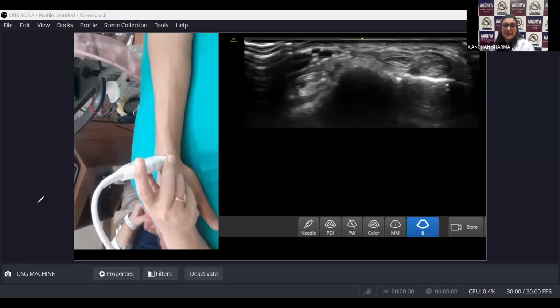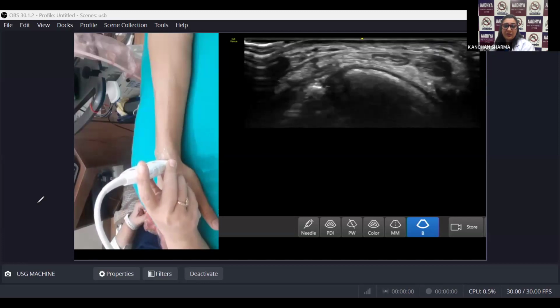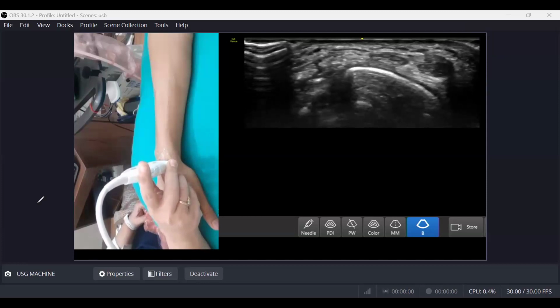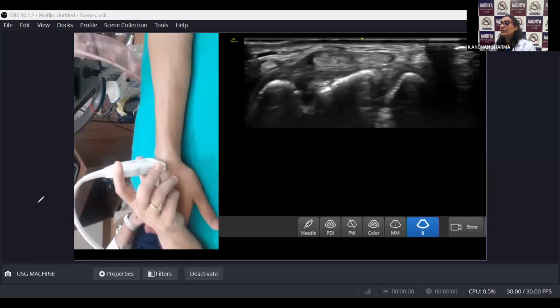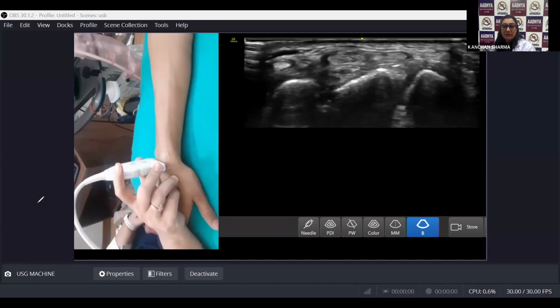From the radius, once I have slid down, this is the joint. And once I have crossed the joint, one bone will come. So what is this bone? Scaphoid. Yes, scaphoid. Very good. So from the scaphoid, if I'm going towards the little finger side, what should I see? The center?